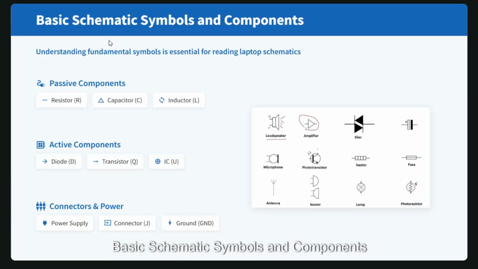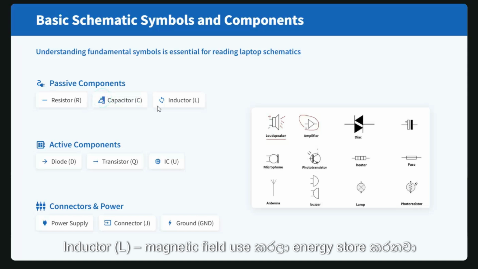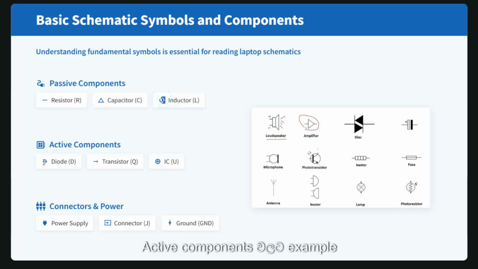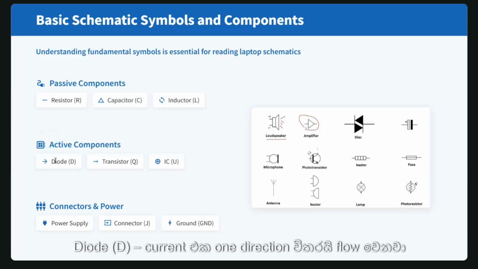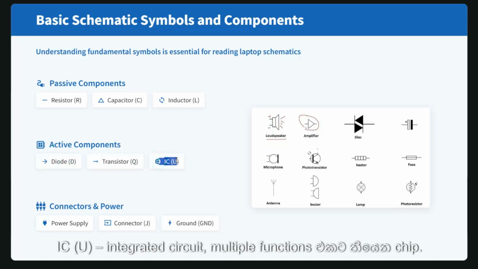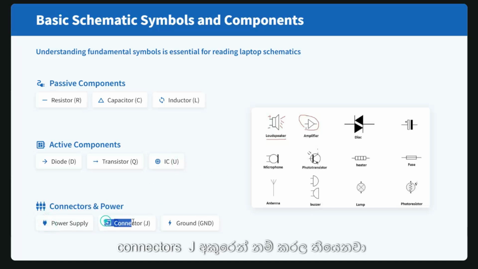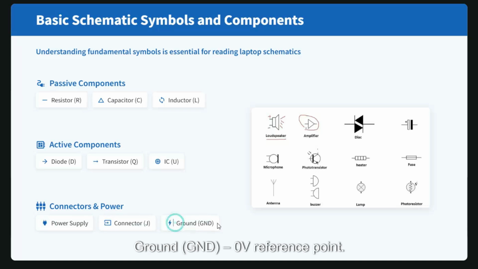Basic schematic symbols and components. Before you can read schematics, you need to understand the symbols used. First, we have passive components: resistors, labeled with an R, capacitors, marked with a C, and inductors represented by an L. Next are active components: diodes, labeled D, transistors marked Q, and integrated circuits, or ICs, shown as U. Finally, connectors and power elements, including power supplies, connectors labeled J, and the ground point, marked as ground.